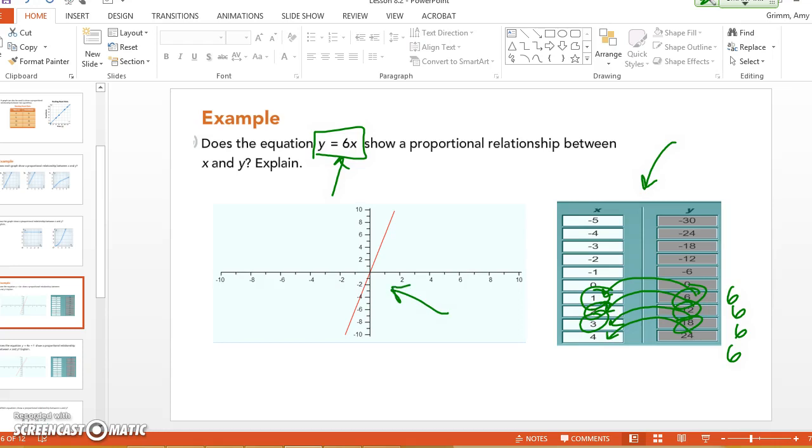Is this proportional? Yes, because it's linear, and it goes through 0, 0. The reason I want to show you this one is it doesn't have to start somewhere, okay? It has to go through it. So if it goes through there, that's fine. Okay, does that make sense?